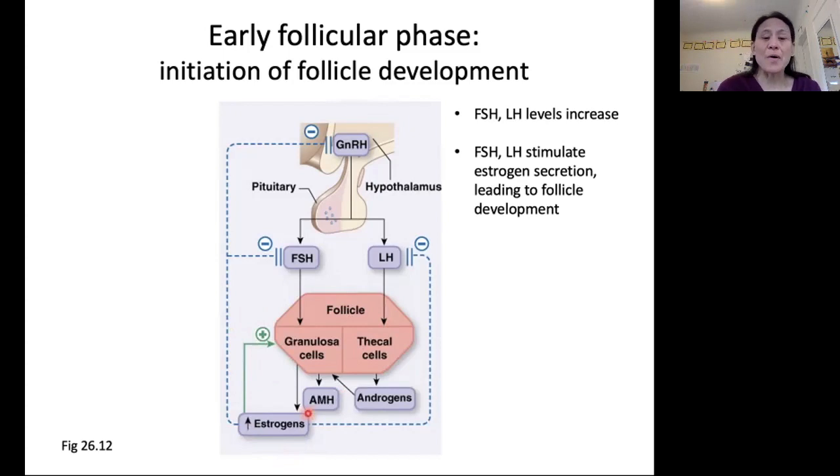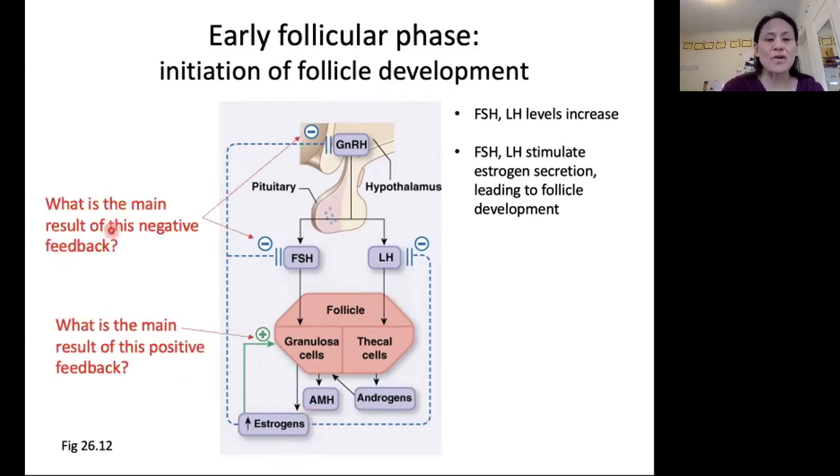So I'd like you to take a moment now and think about what the results of those are, right? So first, what is the main result of having this negative feedback that the estrogens are placing on FSH, LH, and GnRH production? And then the second thing I want you to think about is what is the result of having the estrogens provide positive feedback back on the follicles? So go ahead, hit pause, think about that for a second, and come back when you are ready.